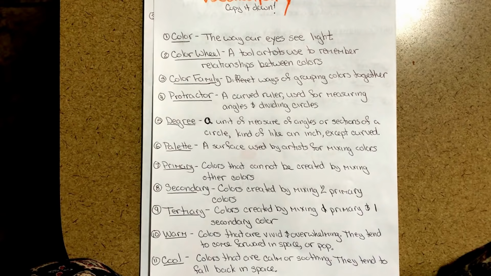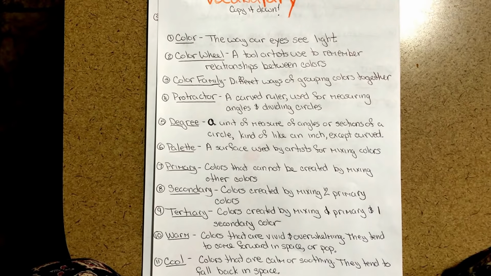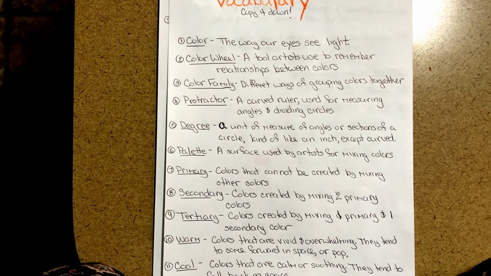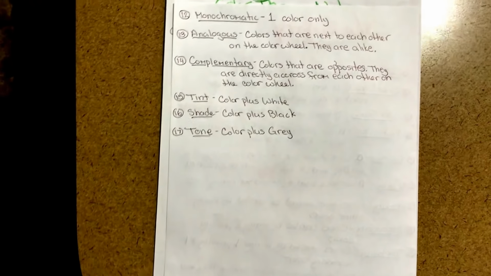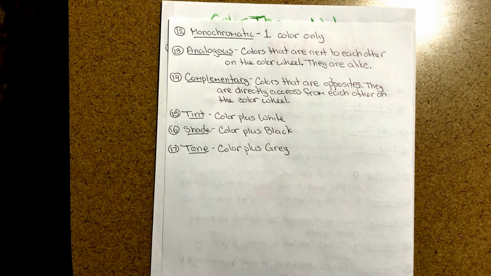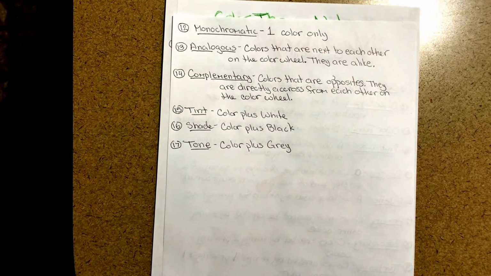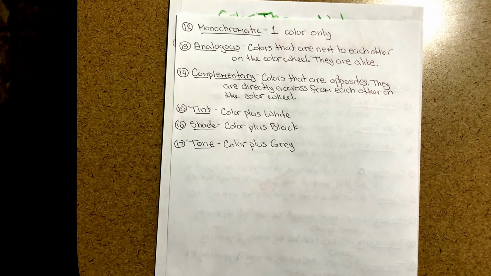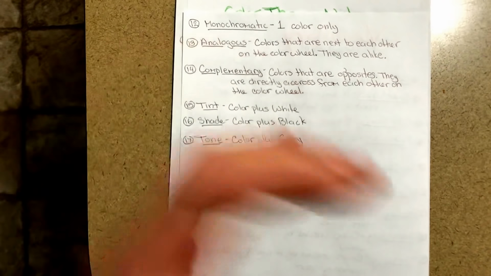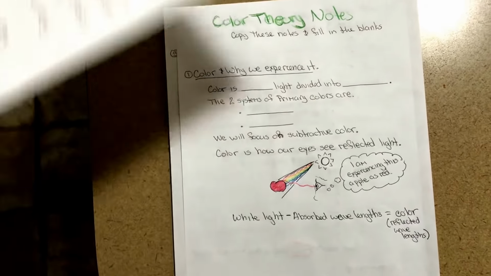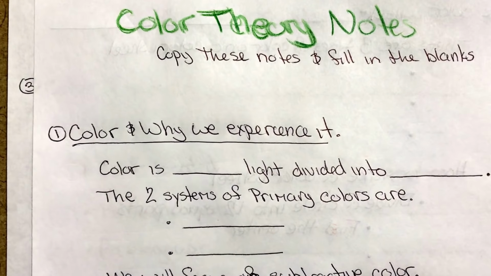Here's the first 11. We've got color, color wheel, color family, protractor, degree, palette, primary, secondary, tertiary, warm, cool. And then monochromatic, analogous, complementary, tint, shade, and tone. I will be looking for all 17 of these words and their definitions in the back of your logbook next time we see each other in class. Moving on to our notes. Copy all of these notes down and fill in the blanks.